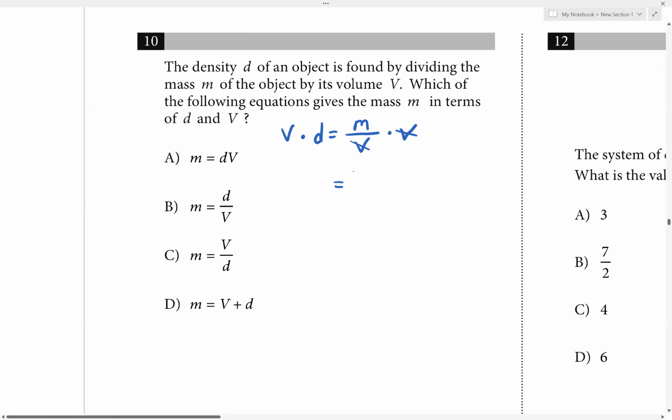So on the right, we'll just get m by itself. That's what we want. On the left side, we get v times d. So again, m equal to v times d. You can rewrite it like this. So pretty much v times d or d times v, right? Same thing. So we should get letter A for question 10 here. And that should be it.